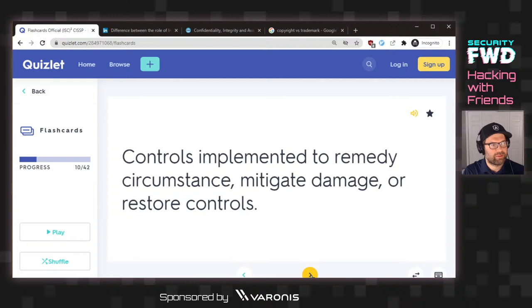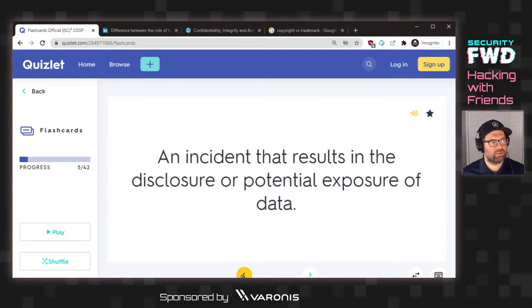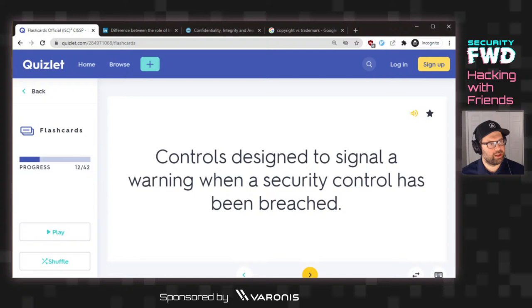A breach for which it was confirmed the data was actually disclosed, not just exposed to an unauthorized party. A confirmed breach? Oh, data disclosure. We had the other one, an incident that results in the disclosure or potential exposure. So they're saying a disclosure is the people actually got hold of the data, and not just that it was potential. So the breach is the larger category, and then the data disclosure is the more precise one.